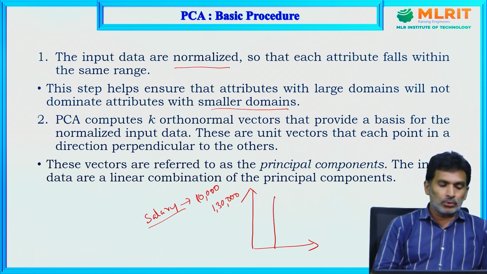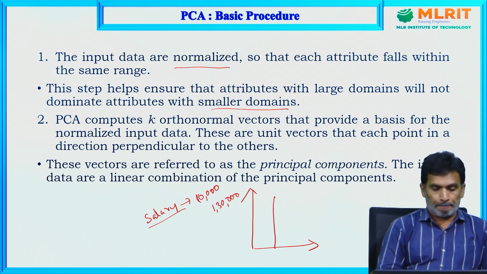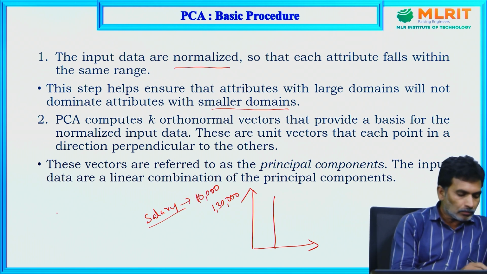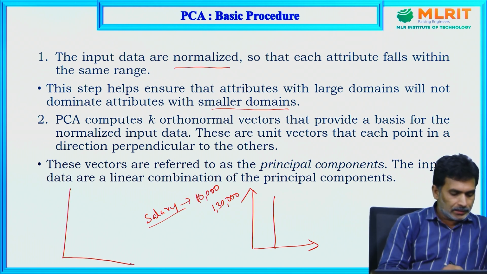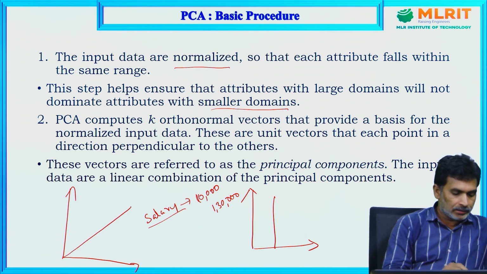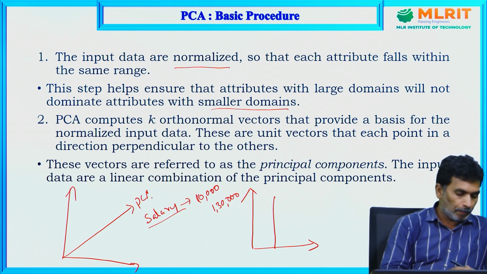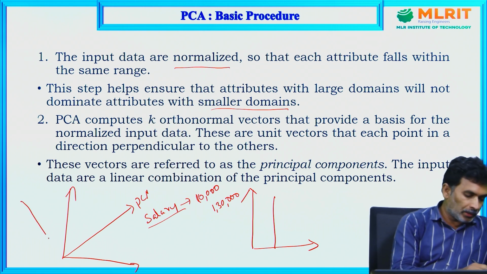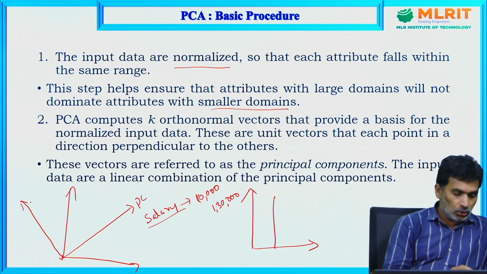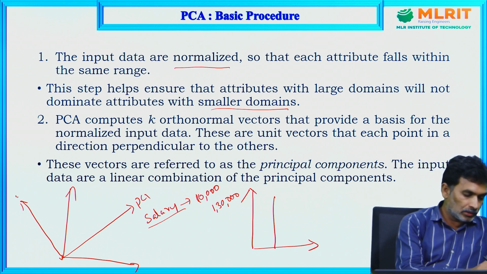And PCA computes the k orthonormal vectors that provide a basis for the normalized input data. These vectors are unit vectors that each point in a direction perpendicular to the others. For example, let us say this is a two-dimensional space, and this is principal component 1, PC1, and the next principal component should be orthogonal to this principal component 1. This is PC2.